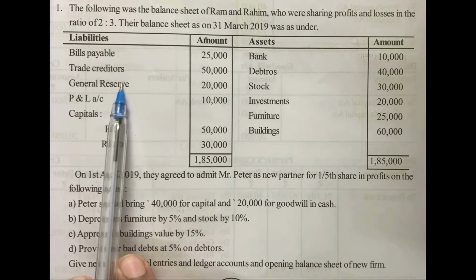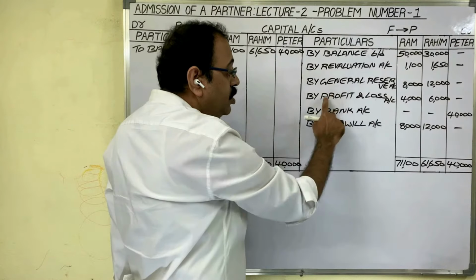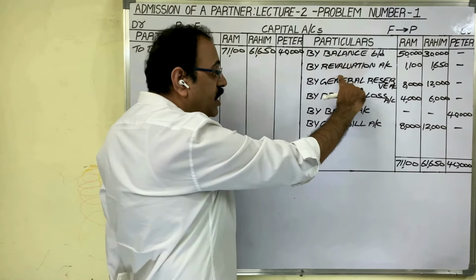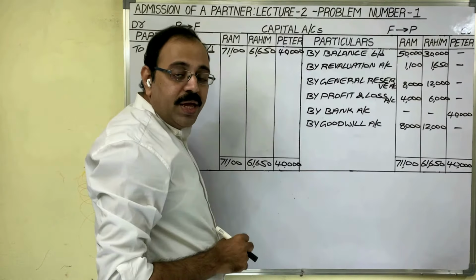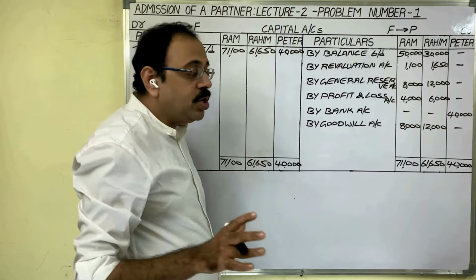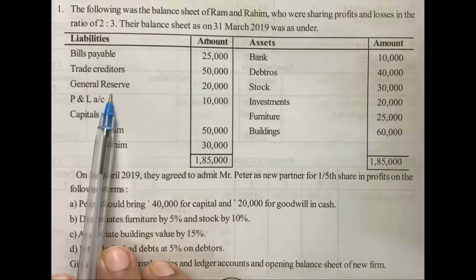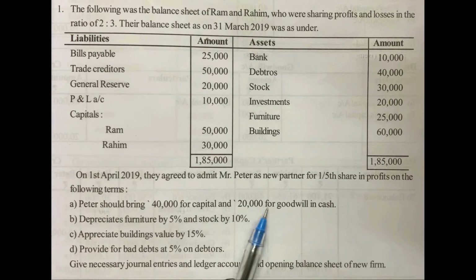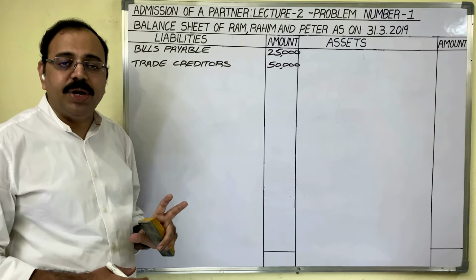Next, accumulated profits: general reserve and profit and loss account. We close these two accounts by transferring their balances to the old partners' capital accounts. Therefore, in the new balance sheet, we should not show these two amounts again. From the old balance sheet, we have taken all the liabilities. Observe the additional information whether any extra liability is given in the question. There is no extra liability, so all liabilities are completed.